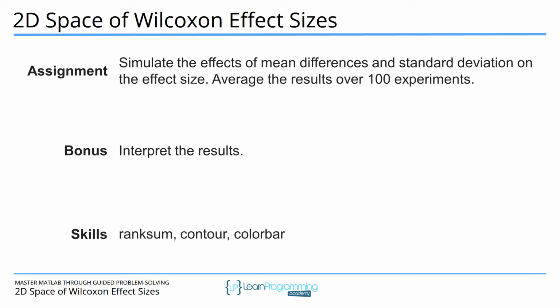Now, when you do this once, it might not be very representative. So what you want to do is run a scientific experiment and repeat this statistical test 100 times, each iteration with the same mean difference, but different randomly generated numbers.